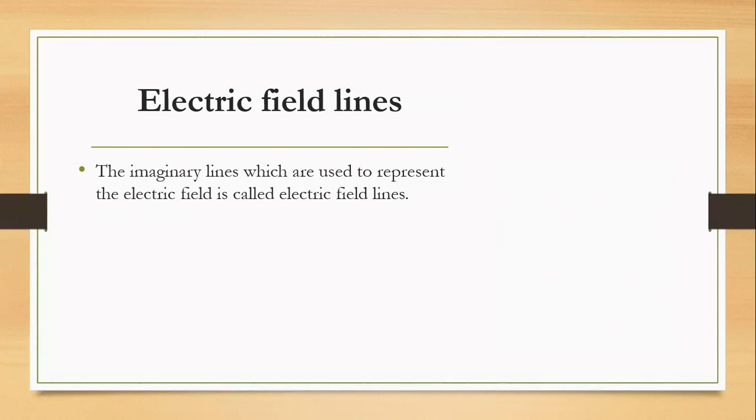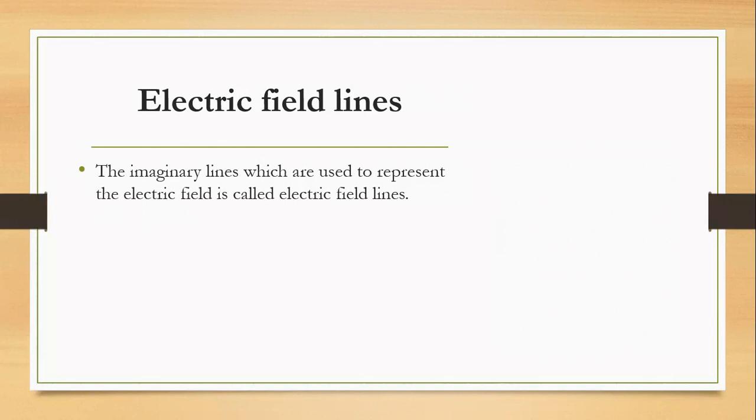Electric field lines are only used for visual representation of the electric field. My dear student, they only describe the presence of the electric field, whether the electric field is present or not. It is represented by the electric field lines.